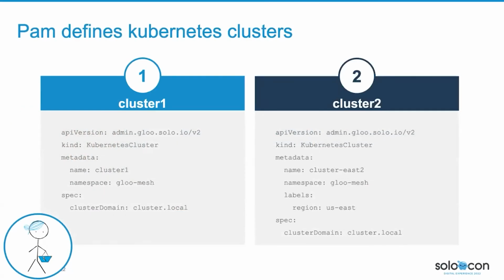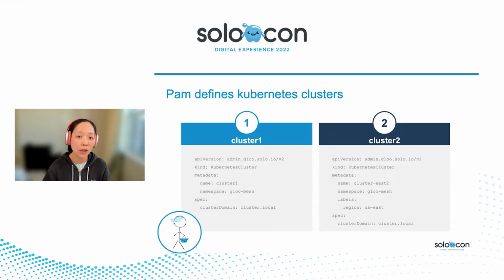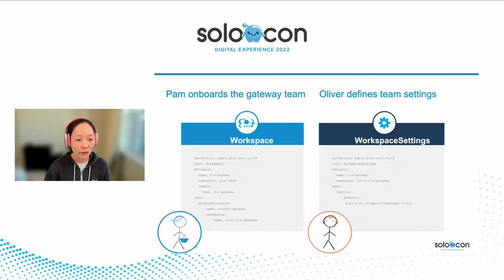Here's a simple example of how Pam can define her Kubernetes cluster. She can specify the name of the cluster. She typically deploys that into the Gloo Mesh namespace in the management cluster. She can specify the cluster domain. She can also put a label into her Kubernetes cluster so that label can be reused in the Workspace resources, which we're going to touch on very soon.